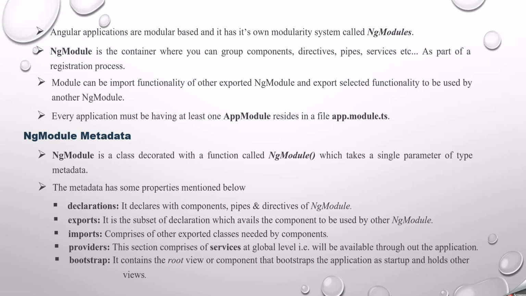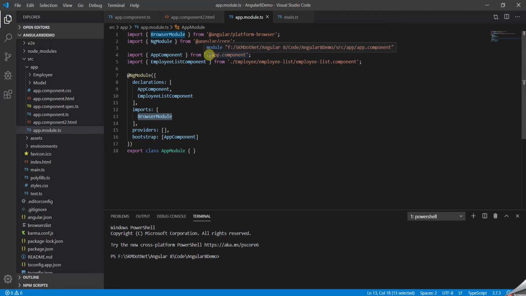And the next and last major property we are talking about here is bootstrap. Bootstrap is something you can correlate with a .NET application. We must have one startup file, right? If you have observed a .NET application, we have a startup file that loads for the first time when the application renders. Likewise, we can have a root component, basically the main component that holds other components, and it is the one running the application. Here we have app component as our bootstrap component.